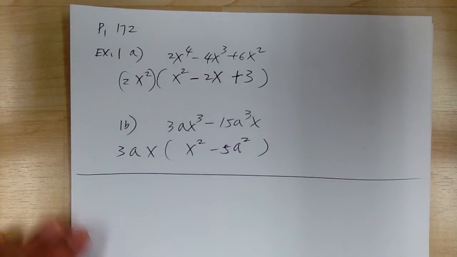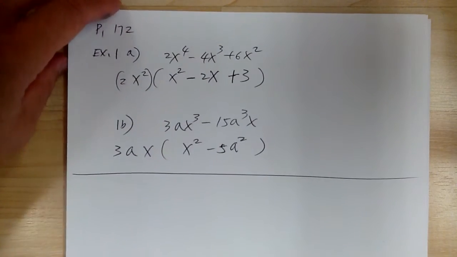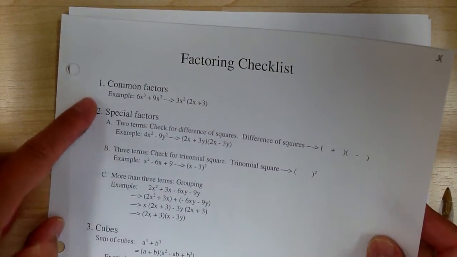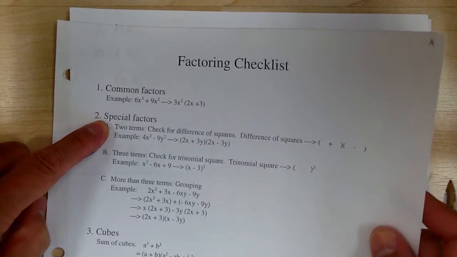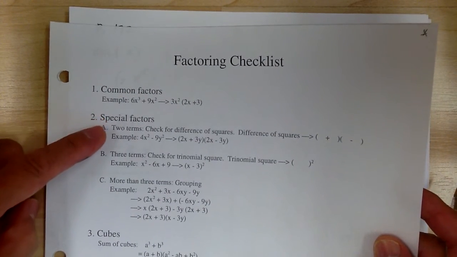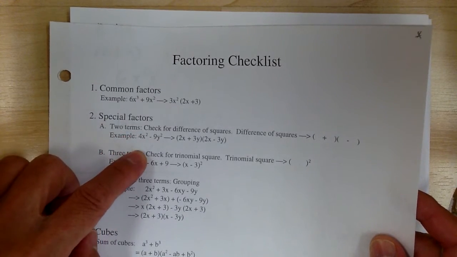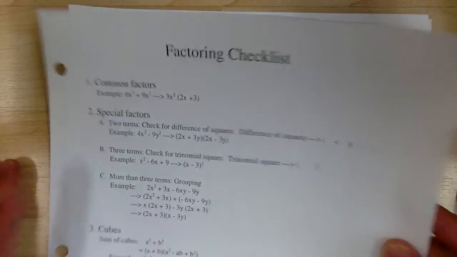So every problem you need to go through the checklist. So check step 1, then after that you go to step 2. So common factor, then you go to special factor. Now there are 3 types of special factor, depending on the number of terms. So this is 2 terms, 3 terms, and more than 3 terms.